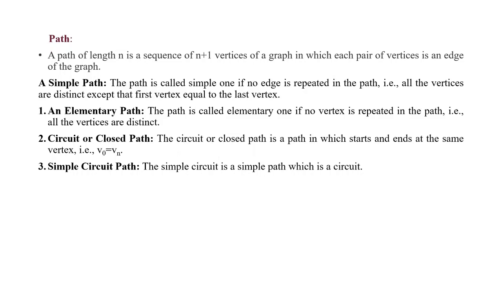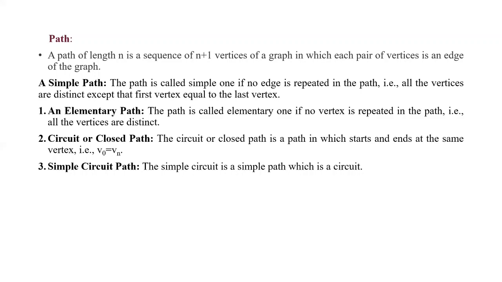Elementary path. The path is called elementary if no vertex is repeated in the path, that is, all vertices are distinct. Circuit or a closed path is the path which starts and ends at the same vertex, that is, V0 is equal to Vn. Simple circuit: a simple circuit is a simple path which is a circuit.